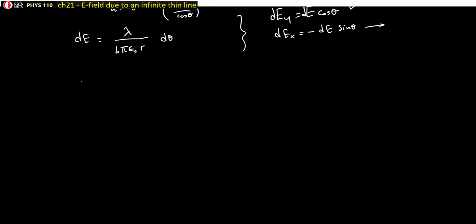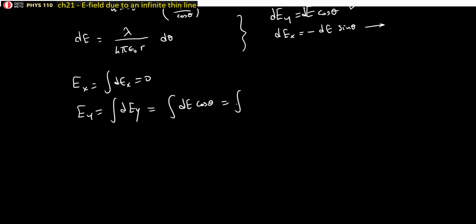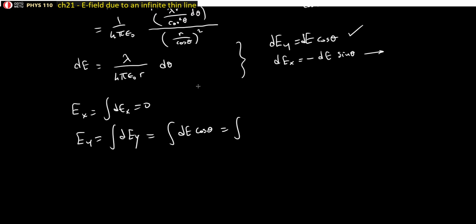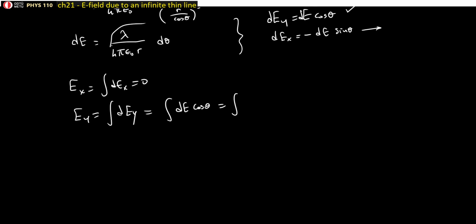So let's quickly do this. Ex is equal to whatever. At the end, I know that this is going to be equal to 0, so I don't bother computing it. And the y component is obtained by summing over all of these y components produced by each infinitesimal segment. So that's equal to the integral of dE times cosine theta. Let's write dE. It is given by this expression in here. We have already found the expression. So that's lambda over 4 pi epsilon 0 r d theta, and then I just write it down like that.